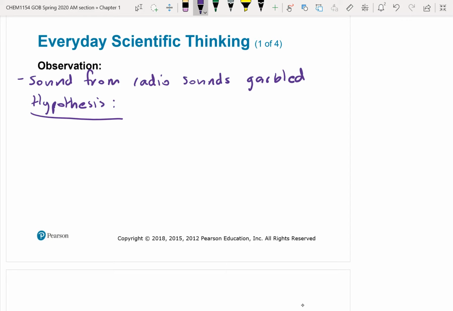A very simple hypothesis could be that the radio is not tuned properly to that particular station. Your hypothesis or hypotheses don't need to be really complicated things. Actually, the opposite is what you want. They should be simple things, simple hypotheses that you can test. Can you test that hypothesis?